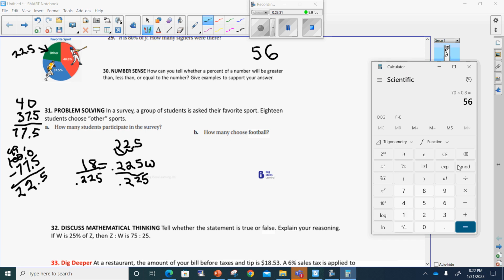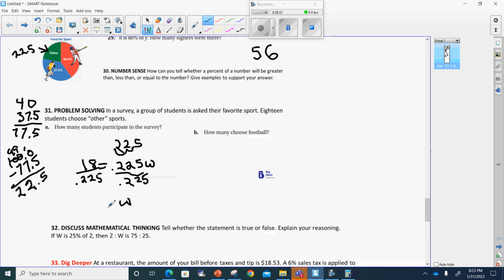All right, so when I take 18 and I multiply it by 0.225, I get 4. That can't be right. Oh, I'm dividing it. I'm sorry, I multiplied that. Let's try that again. 18, I'm going to divide it by 0.225. Sorry about that. That gives me 80. That means that 80 kids participated in the survey. So the whole equals 80.